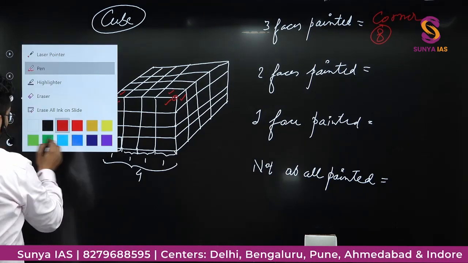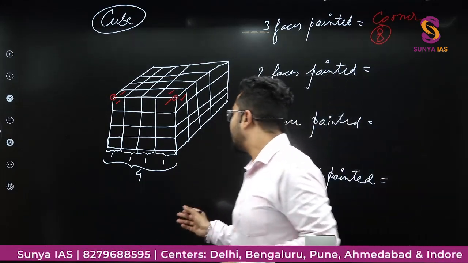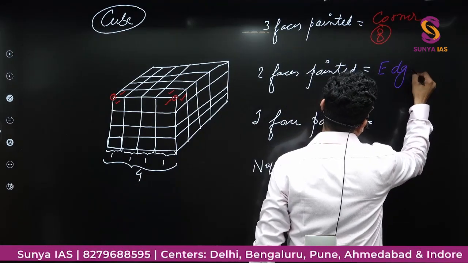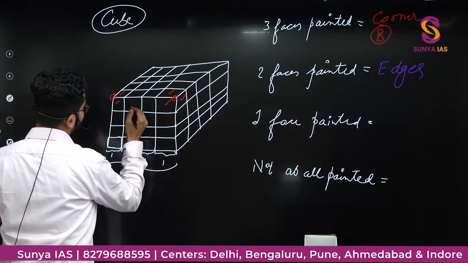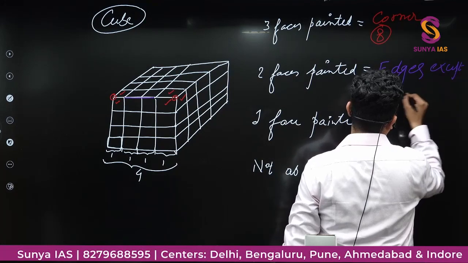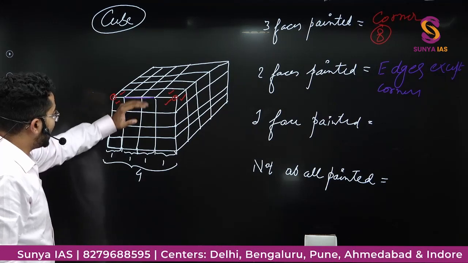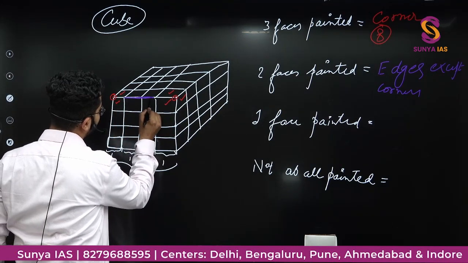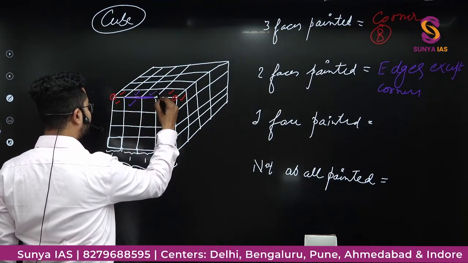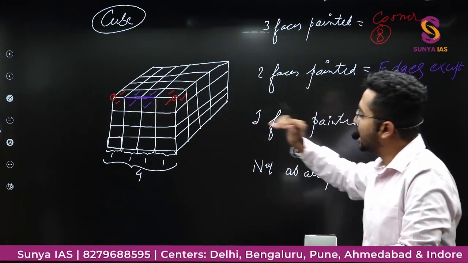Now we will move on to the cubes whose 2 faces are painted. Which cubes will be the ones with 2 faces painted? These will be cubes on edges, except corners, because corners are already covered. So this is an edge, this is an edge. For this cube, this face is painted, this face is painted. That is a total of 2 faces painted for this edge cube.